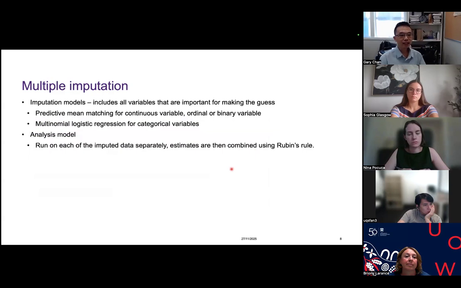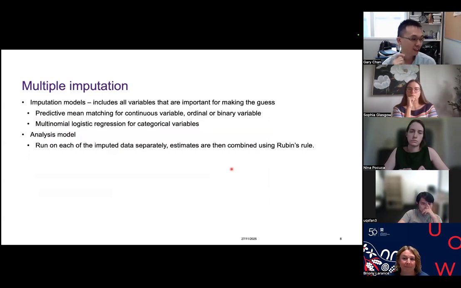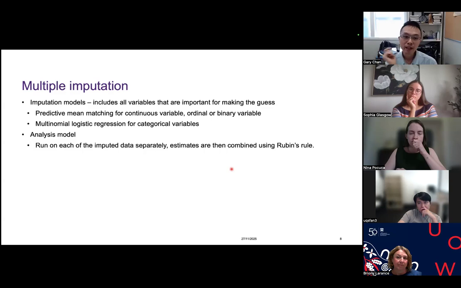So in the imputation models, you specify all the variables that are important for making the guess. This is a very non-technical explanation of what you need to do when you do multiple imputation. For example, if you know that gender, polysubstance use status at baseline, and comorbidity at baseline could be used to explain missingness, then you put all these variables in the imputation models. And it doesn't matter whether the data is from a future wave as well.